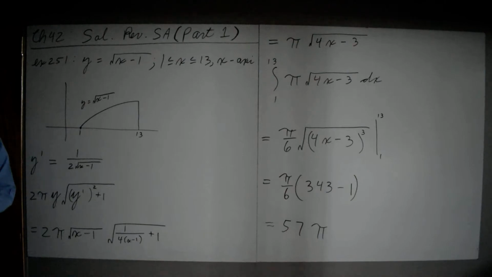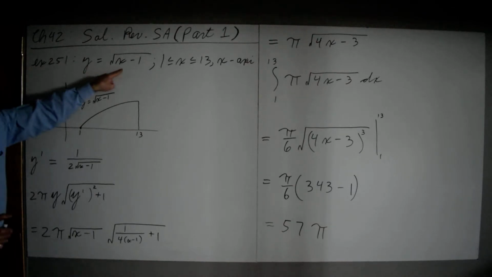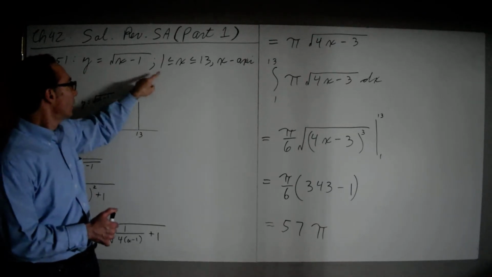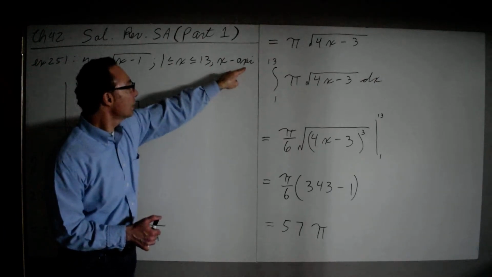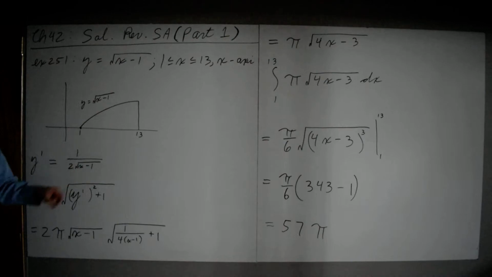The surface area formula is a little more complicated than the volume formula. So for this particular example, we have y is the square root of x minus 1. x ranges from 1 to 13, and we're going to revolve this around the x-axis, and that will give us our solid.